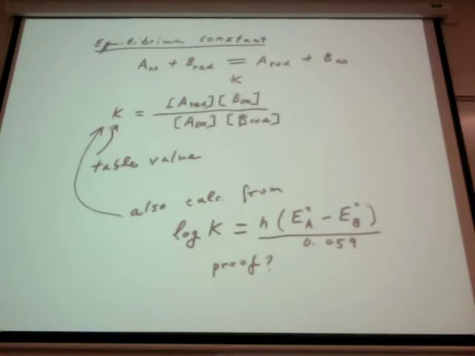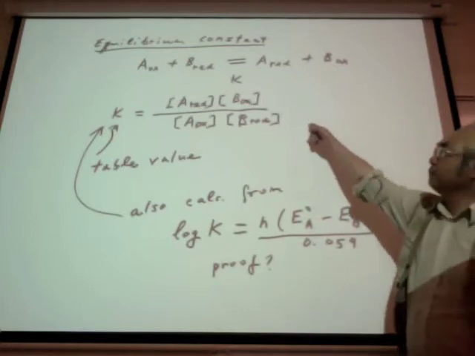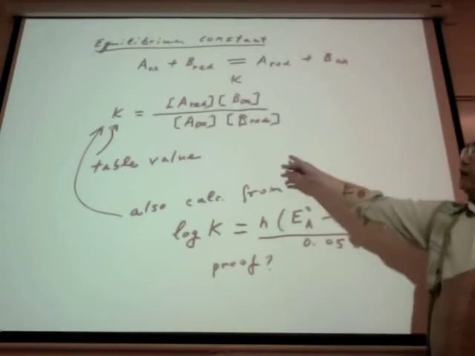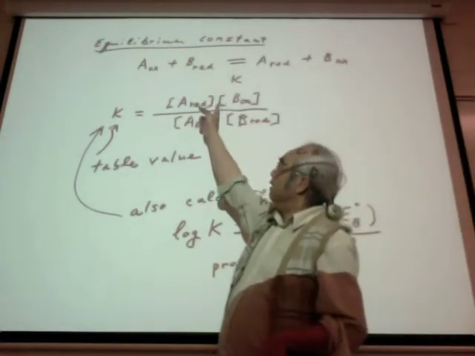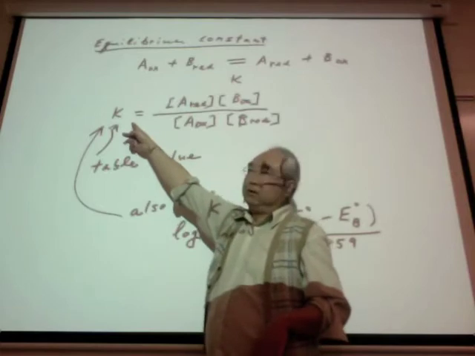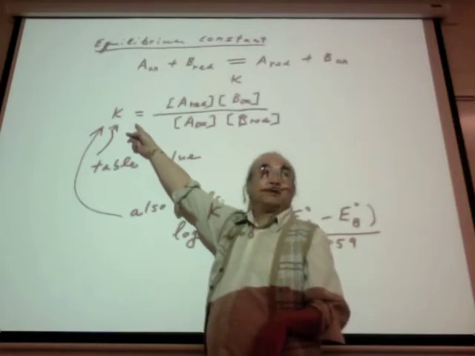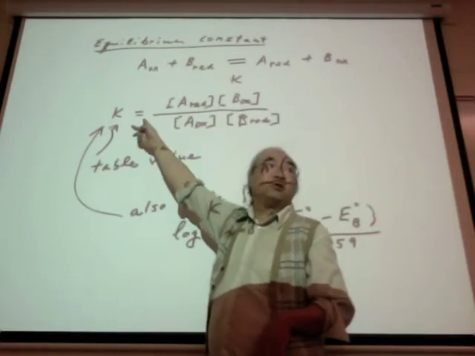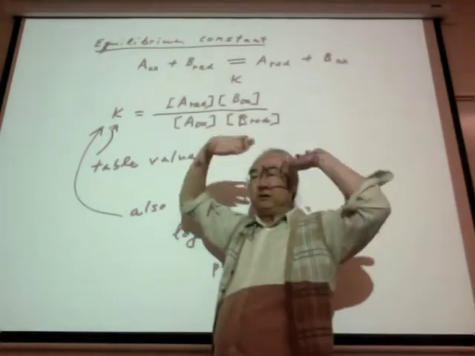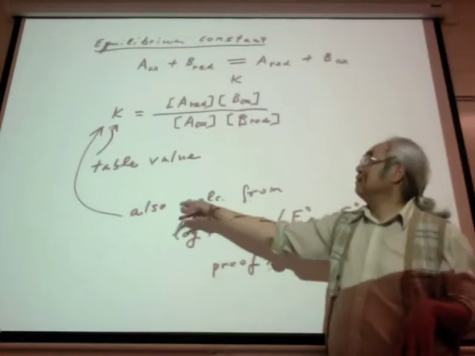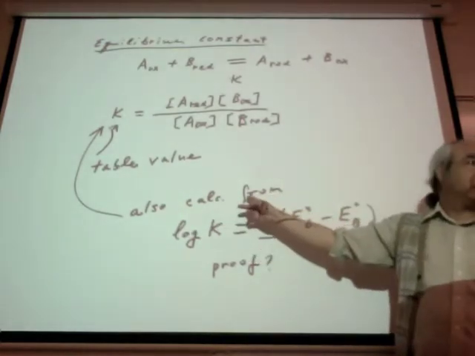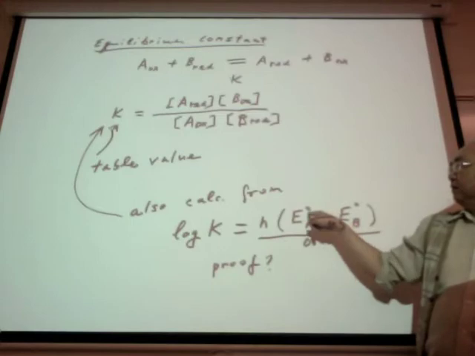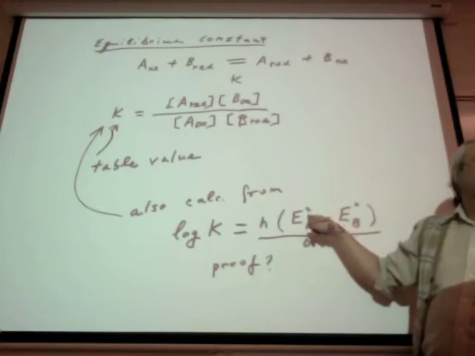So the topic begins with, again, the K. So the usual way, you write it. When you need the value, you look up the table, right? So the K is a constant, the equilibrium constant. Now, you can also calculate it from the E-naught table.